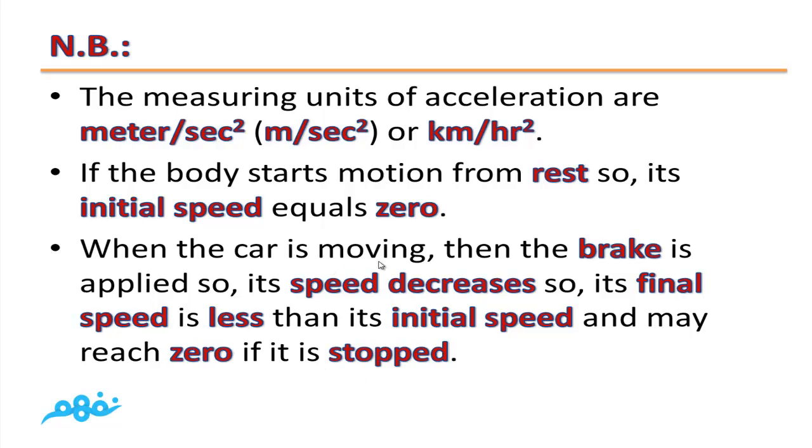When the car is moving and then the brake is applied, its speed decreases. So its final speed, V2, is less than its initial speed, V1, and may reach 0 if it stops. The type of acceleration in this case is decelerating motion or negative acceleration, when we see the word brake, or when its final speed is less than its initial speed.